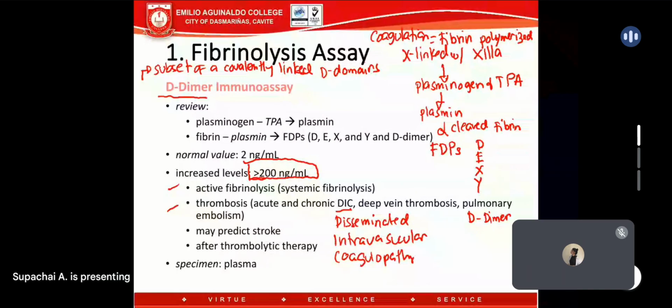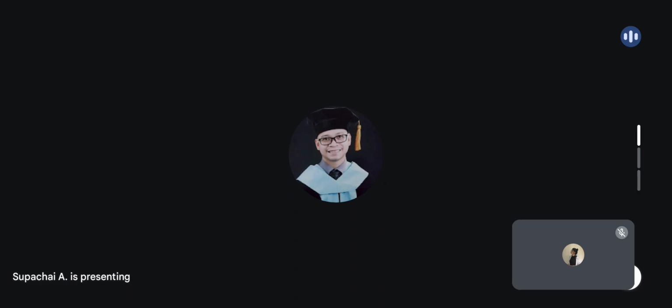When plasminogen is combined with TPA, or the tissue plasminogen activator, plasminogen will be converted to plasmin. If I ask you what is the precursor of plasmin, it is plasminogen. Plasmin is capable of cleaving fibrin, and once fibrin is cleaved, the products are the D-dimers.